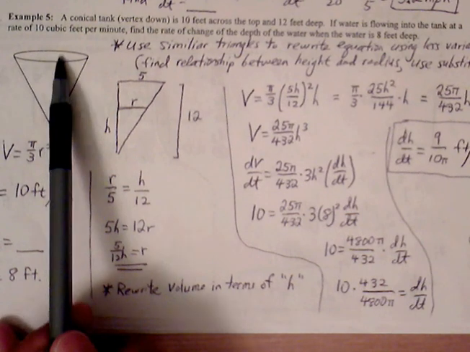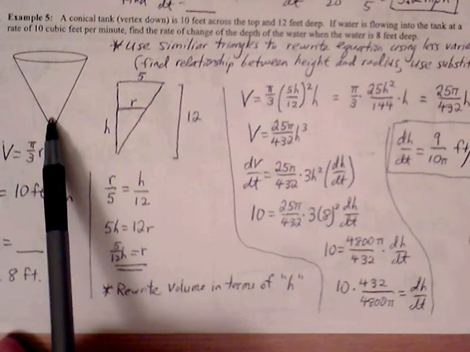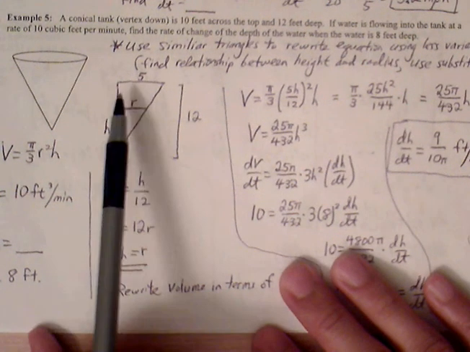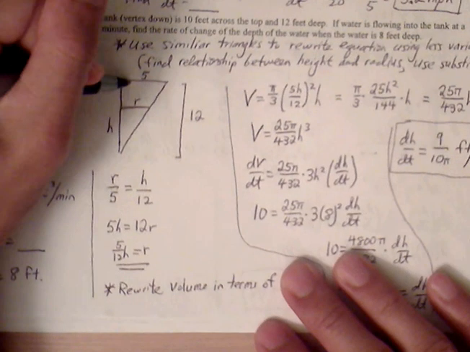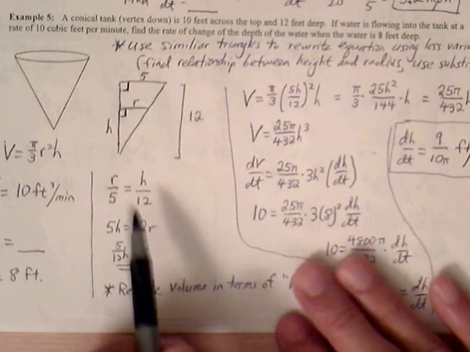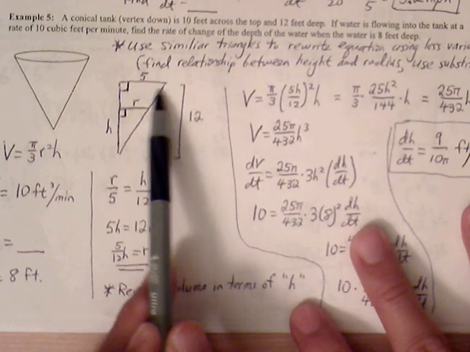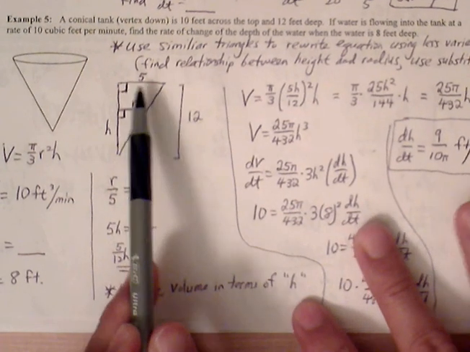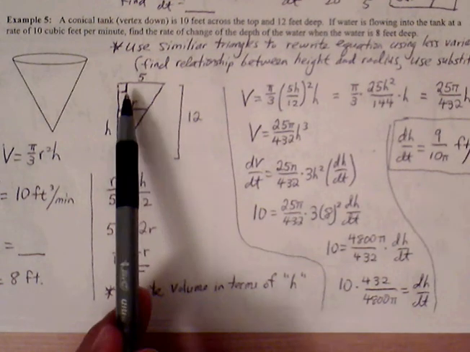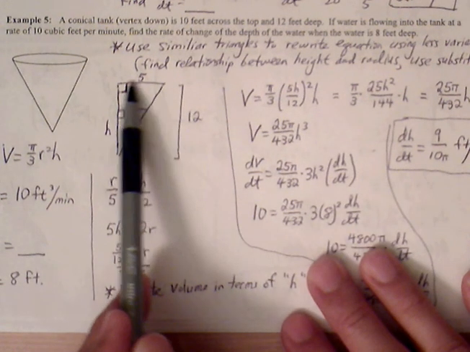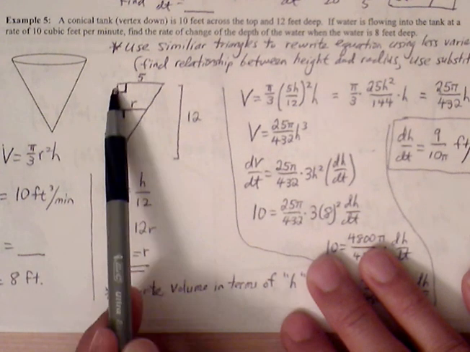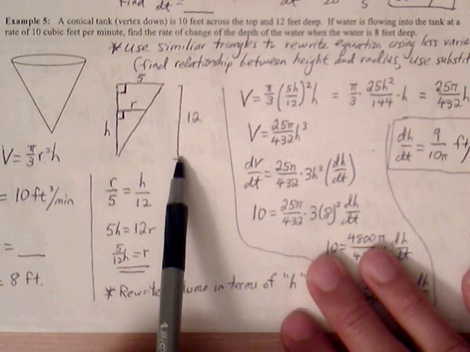Let's split this cone in half to create two similar triangles, two right triangles. So let's say this is the top of the tank. We're only looking at half of it, and this is going to be the radius of this tank, and then the height is going to be 12 feet deep.